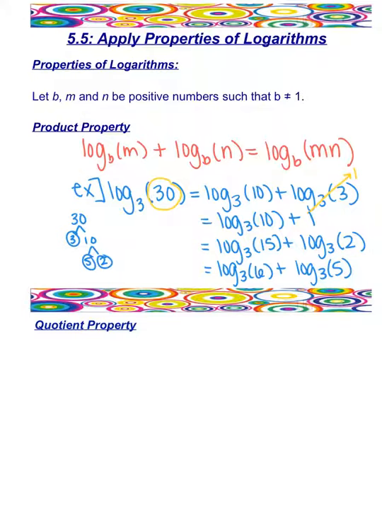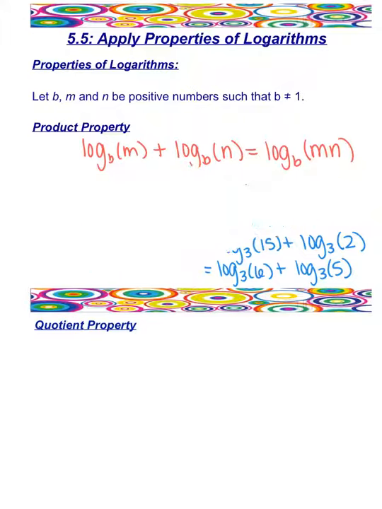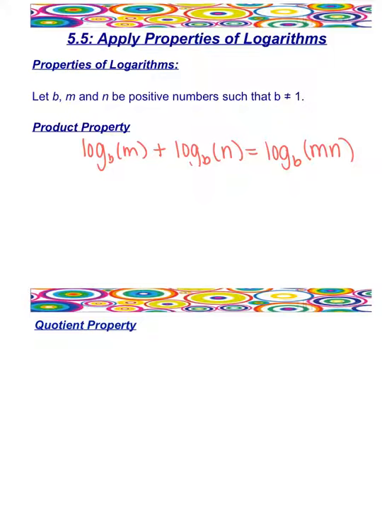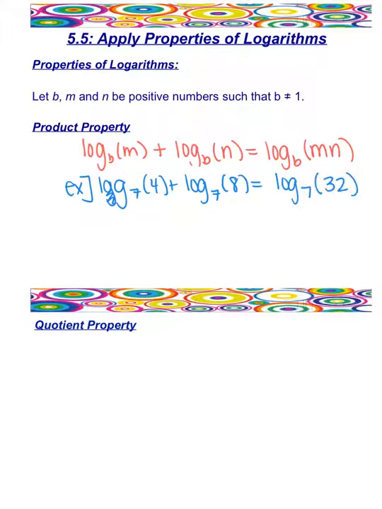I can also go the opposite direction. I could simplify logs. So let me erase all of this. And maybe we can go the other way. Let's say I had, for example, log base 7 of 4 plus log base 7 of 8. Well, I could simplify this and say, well, that's just log base 7 of 32.